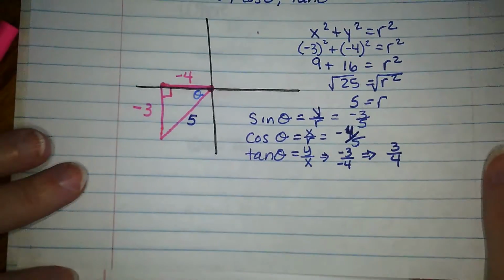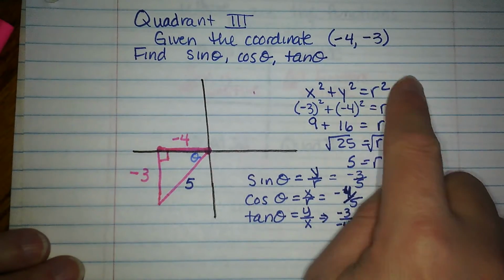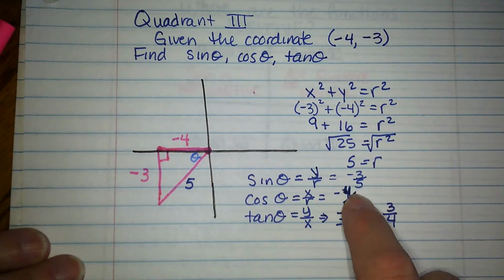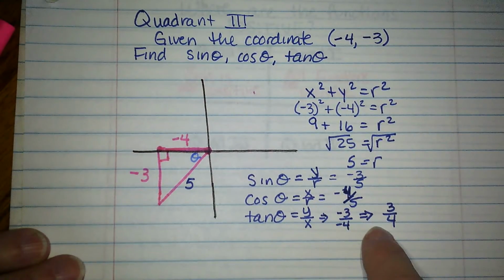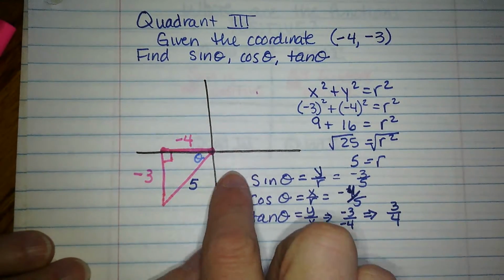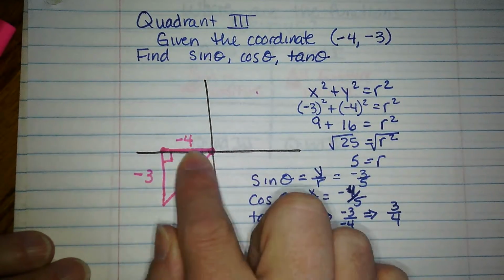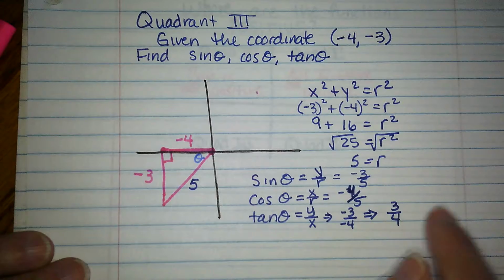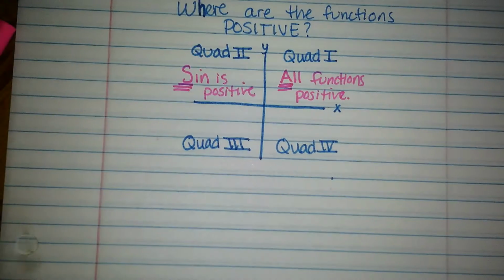In quadrant 3, when we did it, sine was negative, cosine was negative, but tangent was positive. So in quadrant 3, the only one that's positive is tangent. Tangent is the only one that's positive in quadrant 3.